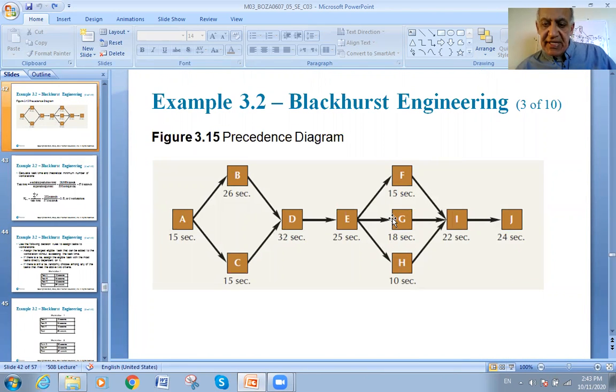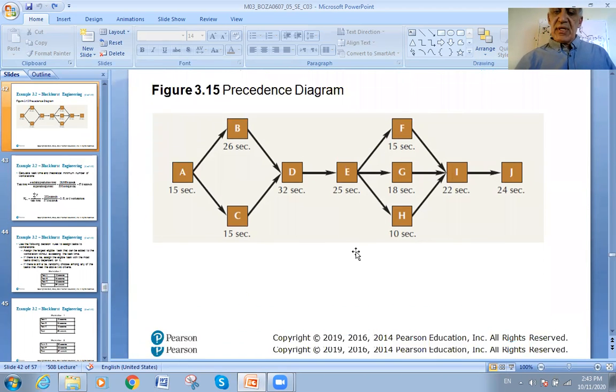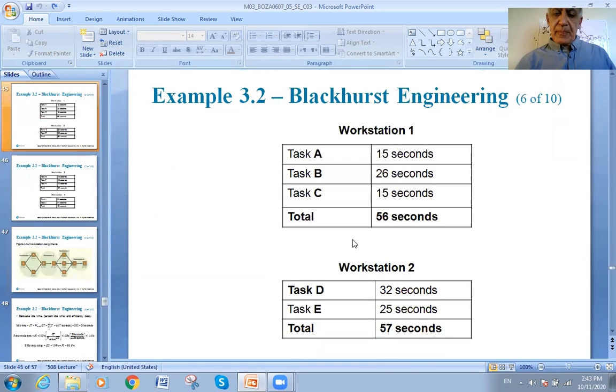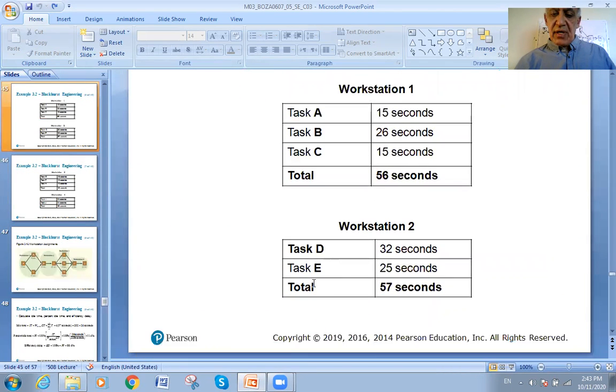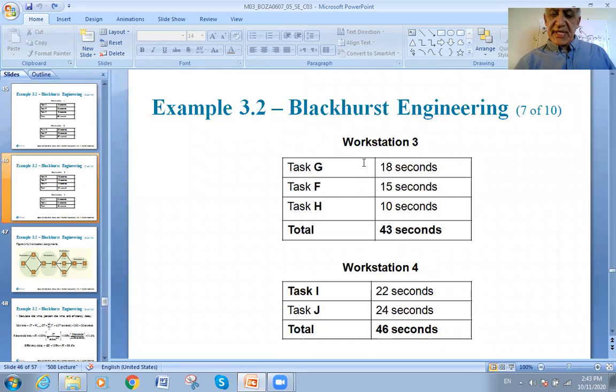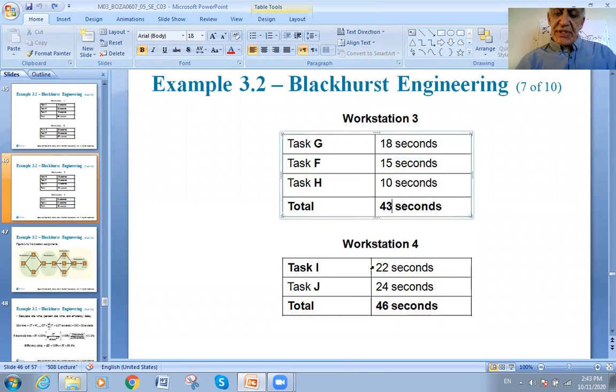They are 15 and 18 and 10 seconds, right? So all this will come to 43 seconds. When you collect them, 18 plus 15 plus 10, they are 43 seconds. Then stage 4, 22 seconds plus 24 seconds. This is the last thing, I and J. Those are 46 seconds.